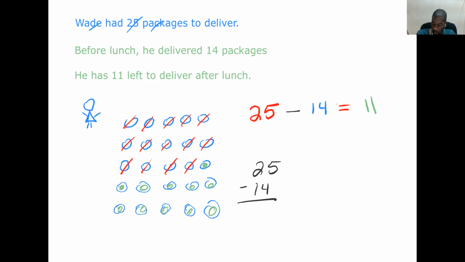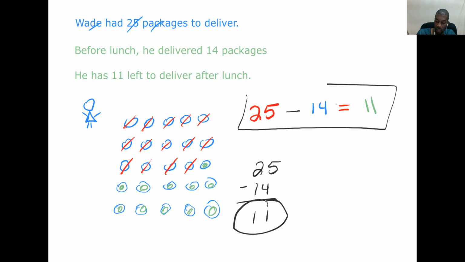5 minus 4 is 1. 2 minus 1 is 1. And there it is. Yes, ma'am. Yes, sir. 25 take away 14 is 11. Or 25 packages delivered 14 is 11. And there you have it, ladies and gentlemen.